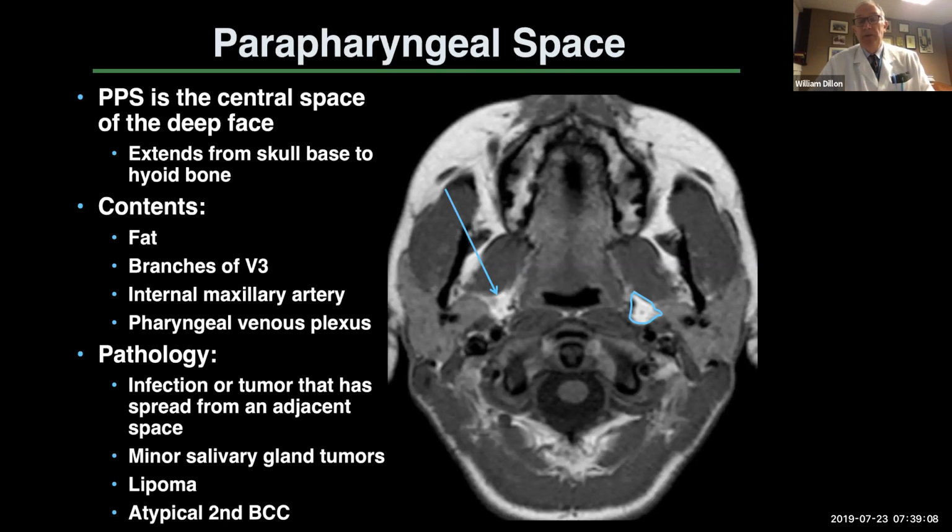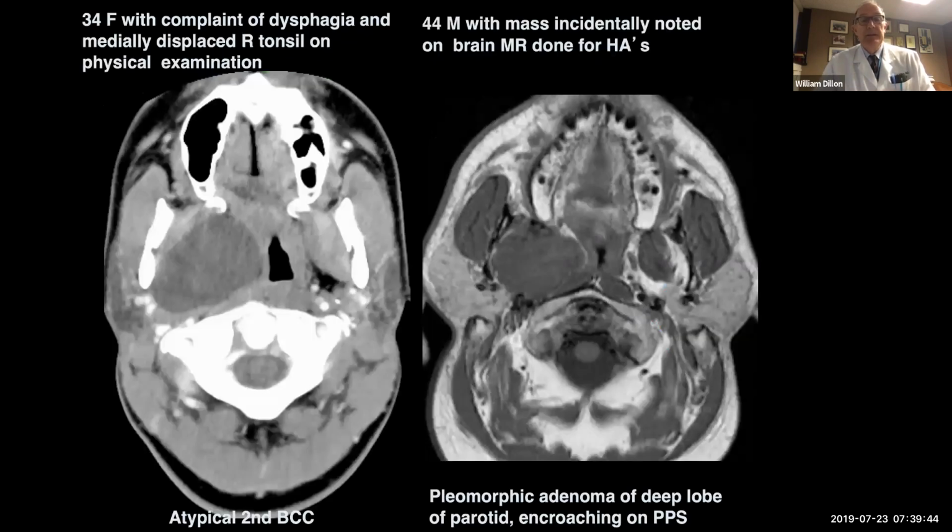For instance, infections can course up and down through the parapharyngeal space. One can see minor salivary gland tumors that arise from rests that are in the parapharyngeal space. Lipomas, of course, because there's fat here. And occasionally benign lesions such as atypical branchial cleft cysts, a second branchial cleft cyst. And of course, you'll notice that the parotid gland abuts this, the deep portion, and a mass here will push this medially as well and look like a parapharyngeal space mass. So here's just a couple examples.